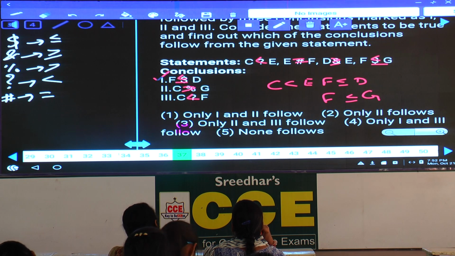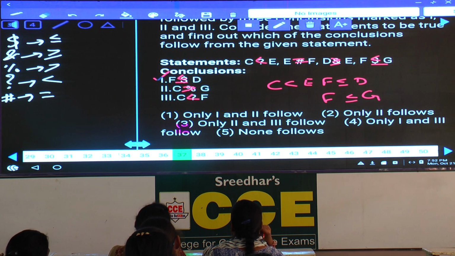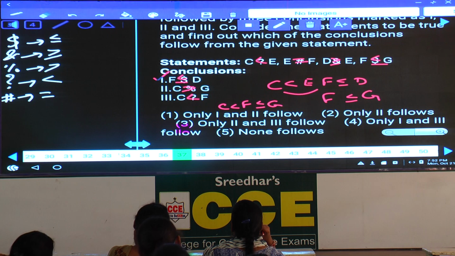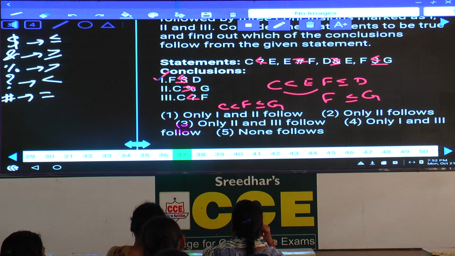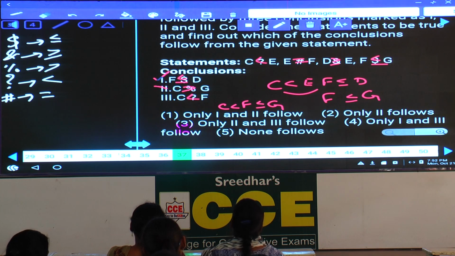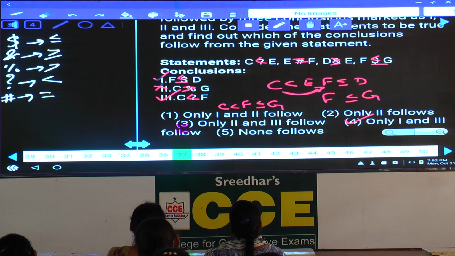Then second one, C greater than G. Now between C and F, what is the conclusion we have? C lesser than F. And between F and G, F lesser than or equals to G. C lesser than F, F lesser than or equals to G, that is C lesser than G is true, whereas greater than is false. And between C and F, C lesser than F is definitely true. Hence only 1 and 3, that is choice 4. 37, it is choice 4.